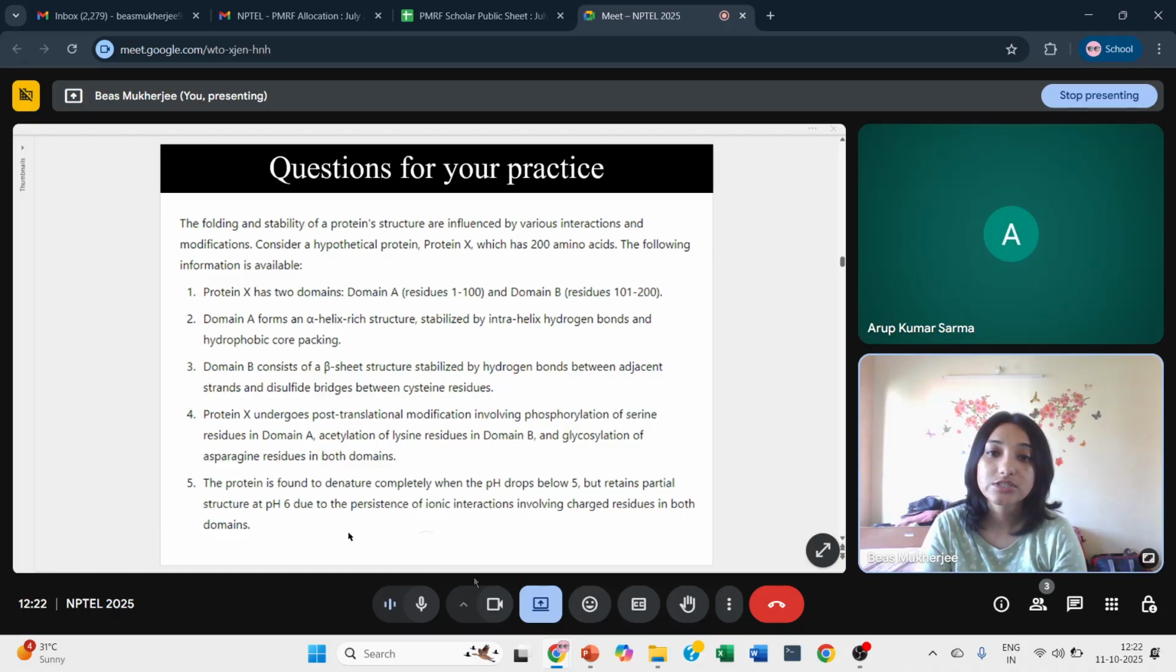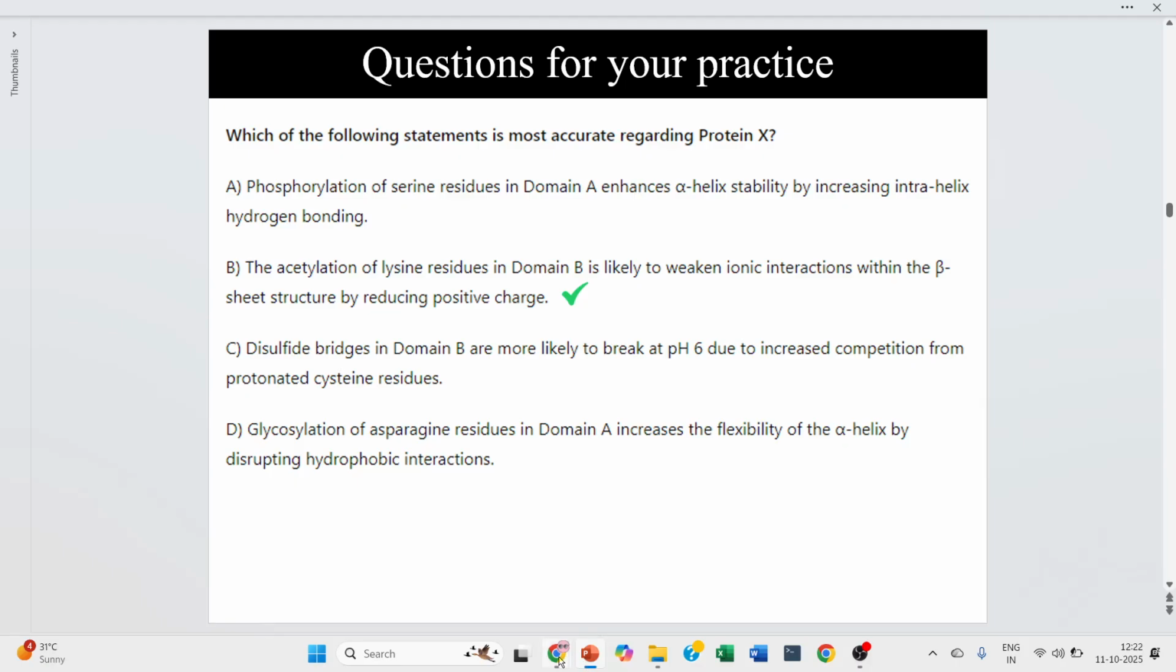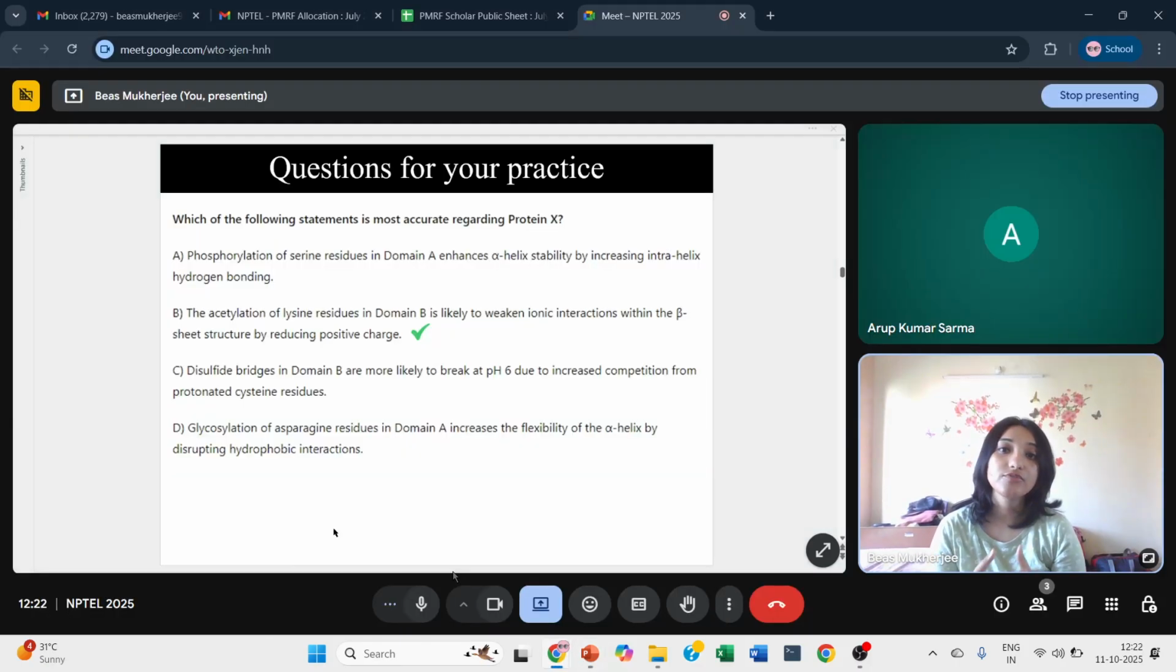The protein is found to denature completely when the pH drops below 5 but retains partial structure at pH 6 due to persistence of ionic interactions involving the charged residues in both the domains. So that is the information given to you about protein X. Now let's see what the question is. Which of the following statements is most accurate regarding protein X?